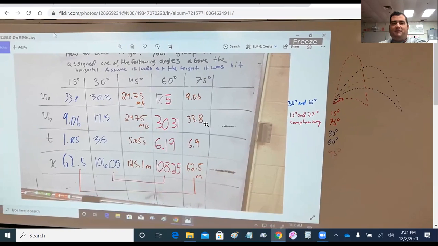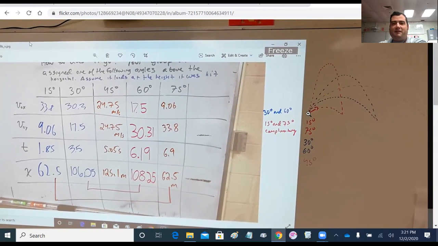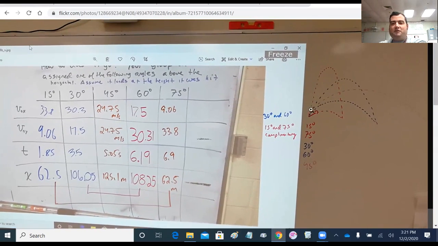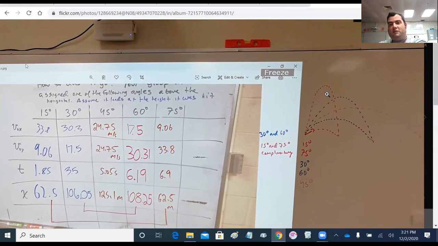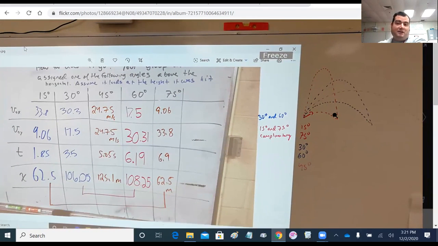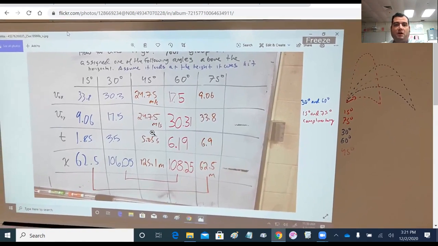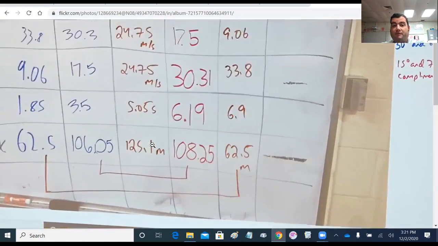So the other extreme would be 75. In the case of 75, you're kind of not moving very far left and right, but you're in the air for a super long time. So you have a long time to travel. So that's why you end up going the same as 15. So this trade-off between horizontal velocity and time is actually really important. You want to have as much of both as you possibly can. That's what gets you the farthest distance.